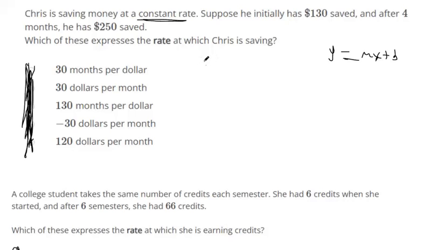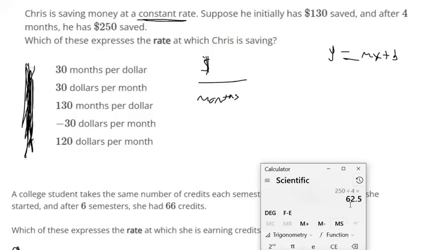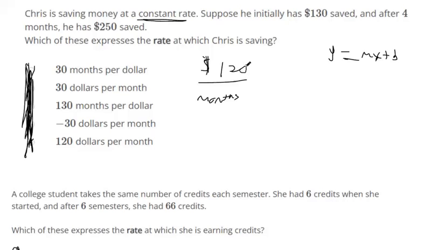It's usually the dollars per time period, right? In this case, it's months. They started at $130, and then after 4 months, they had $250. So that's an increase of $120 over 4 months. Now, it doesn't have to be this way. You could put months up top and dollars on bottom, but that doesn't really make any sense, right?